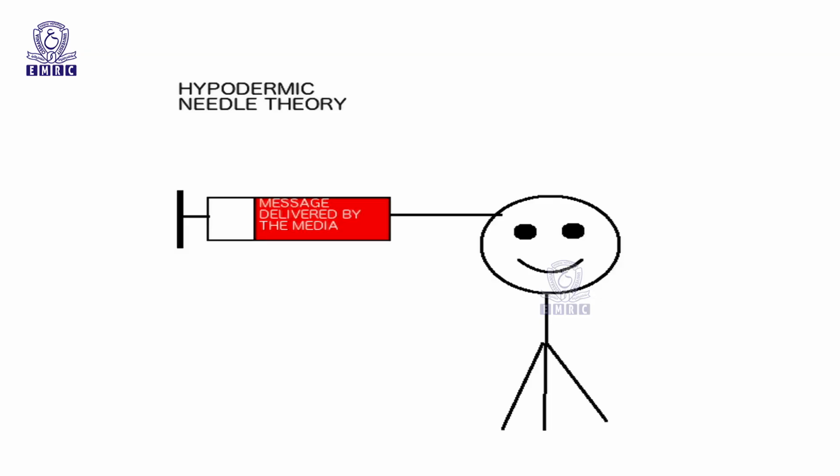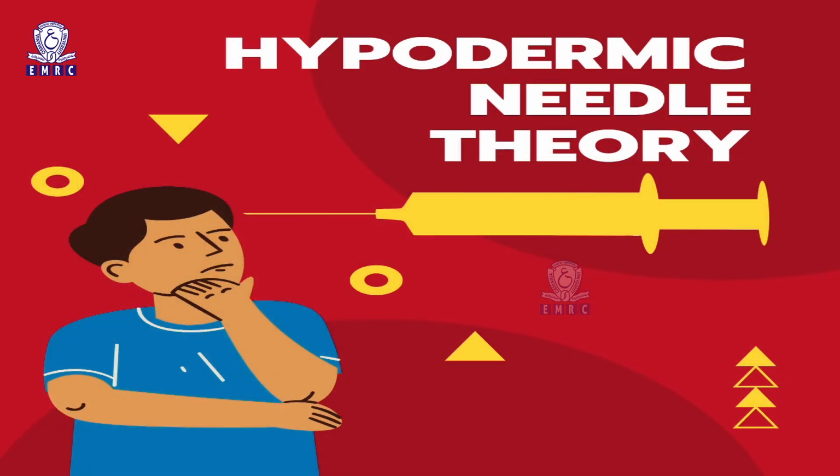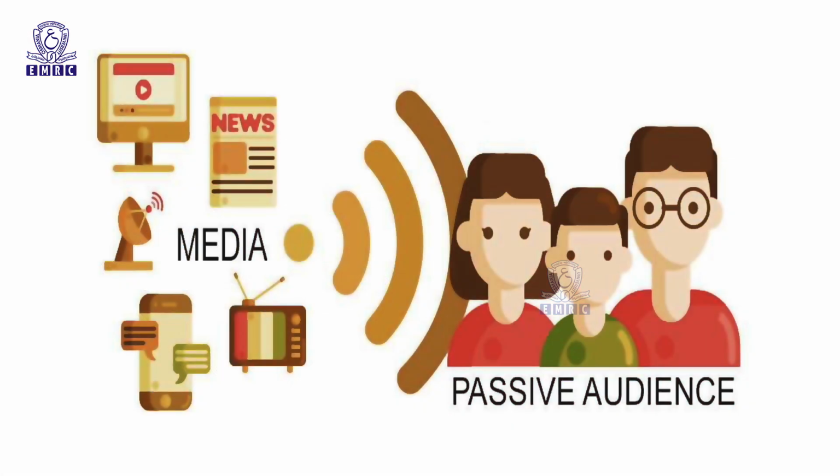It's important to note that while the hypodermic needle model and propaganda share some conceptual similarities, contemporary scholars recognize the limitations of the model. Audiences are not passive recipients, but rather active interpreters of media messages, and resistance and interpretation play a crucial role in shaping the impact of propaganda.